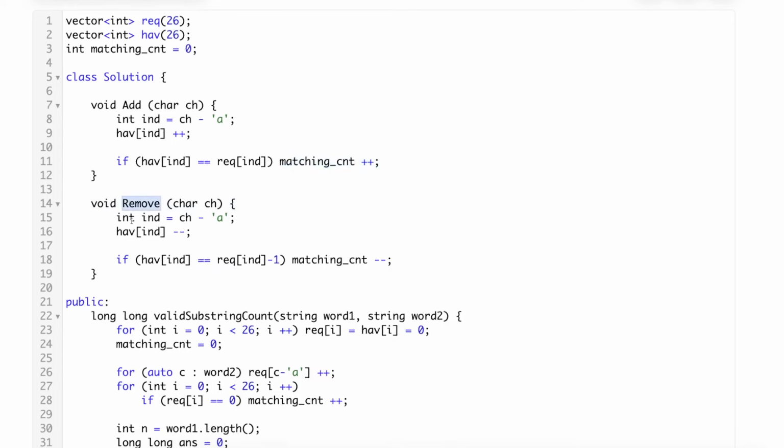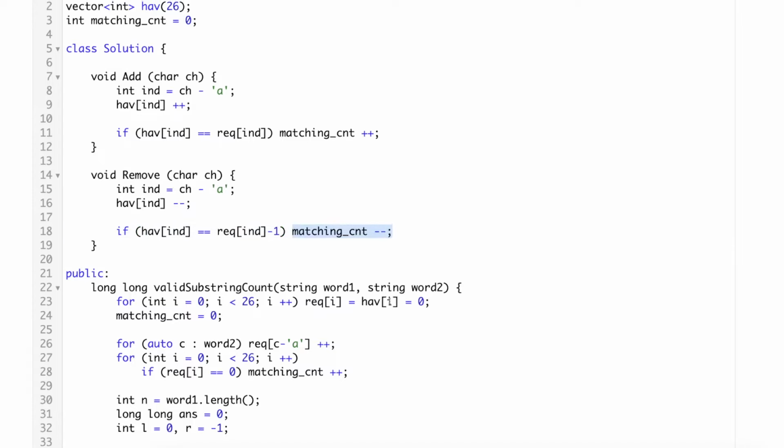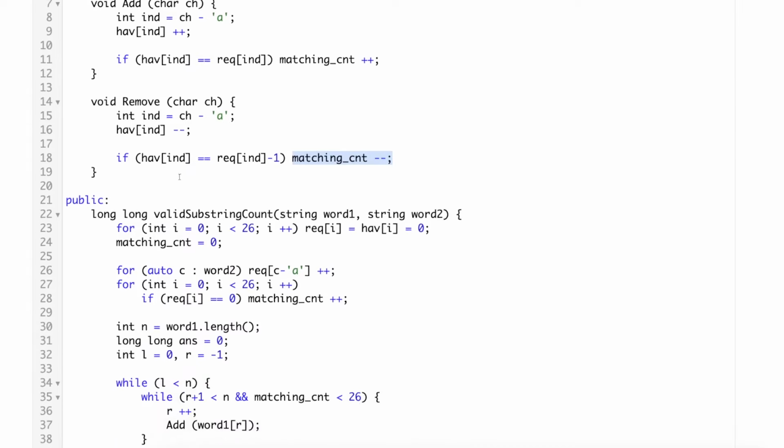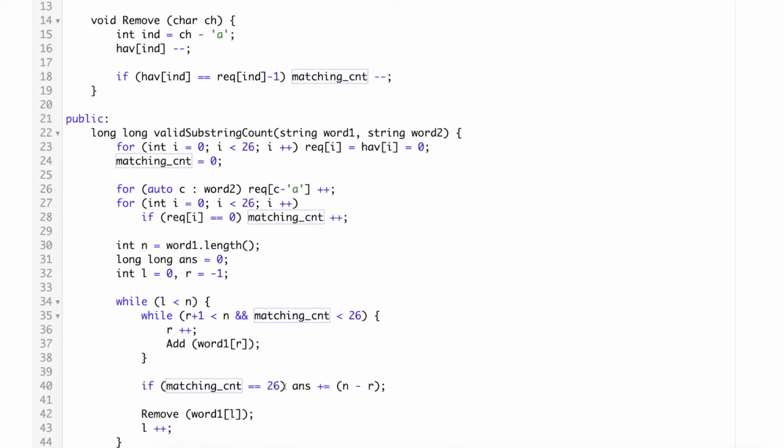Similarly, for remove, you will do the same thing. You decrement the frequency. Now you will check whether this has recently become invalid. If it is equal to required minus 1, it means it was valid before, but now it has become invalid. And hence you will decrement your value in this iteration. So once the value is as per the correct is valid array, your comparison would tell you whether it is sufficient or not for the given word 2.